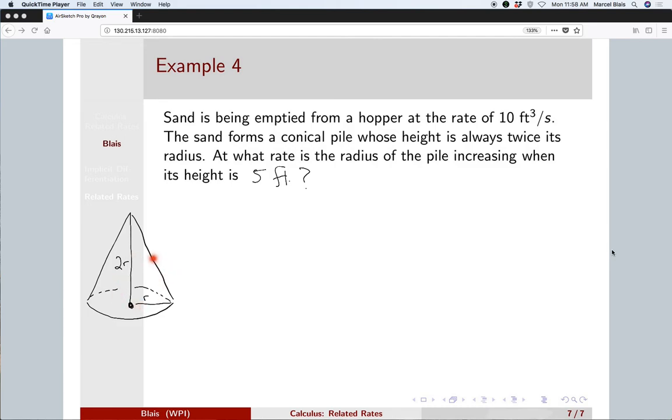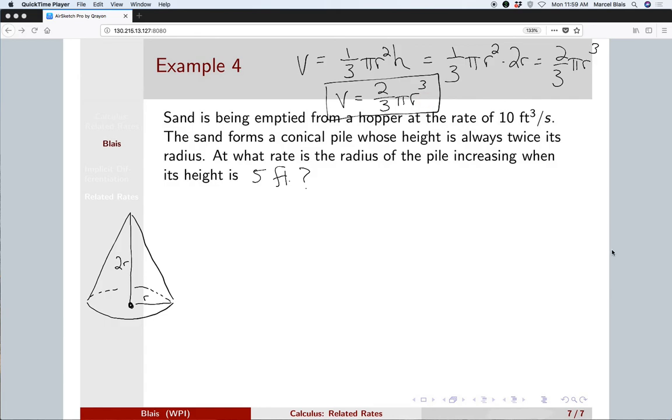And the volume for a cone is 1/3 pi r squared h. And again, we know the height is always twice the radius, so in this case, this is 1/3 pi r squared times 2r, or 2/3 pi r cubed. So there is our governing equation that relates our variables.